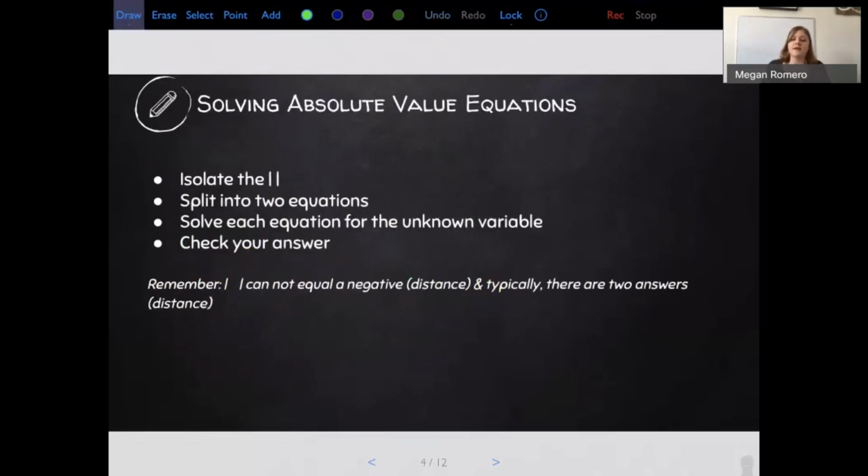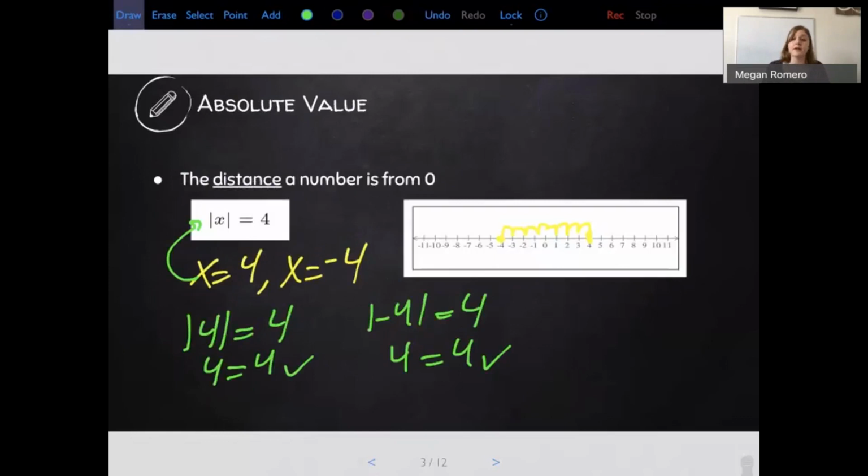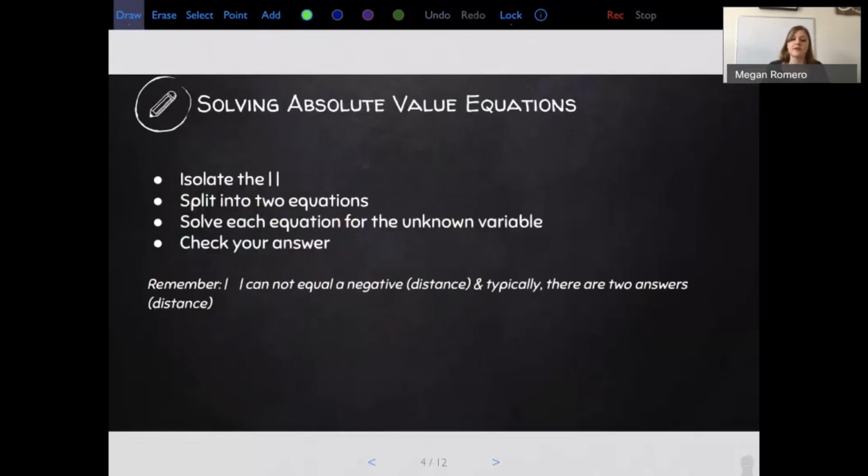So solving absolute value equations, we're going to isolate the absolute value bars, then we split it into two equations, much like what we saw here with x equals 4 and -4. We'll solve each equation for the unknown variable, usually x, and then we'll check your answer. A couple of things to remember. Absolute value bars cannot equal a negative because remember, absolute value denotes distance, and typically there are two answers.